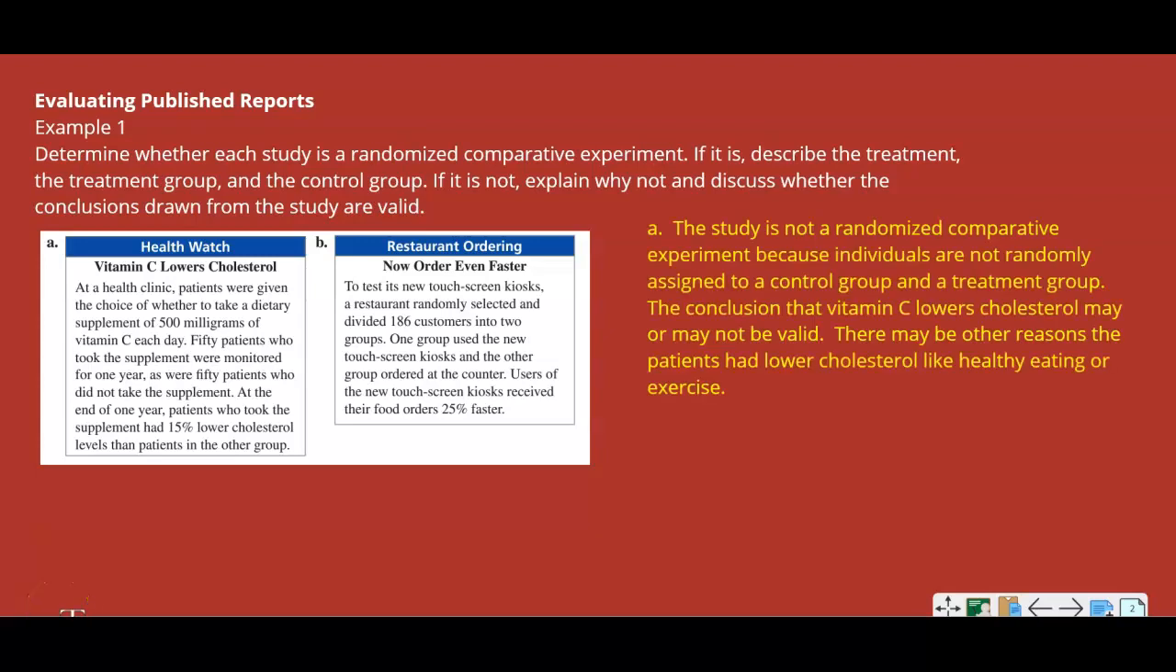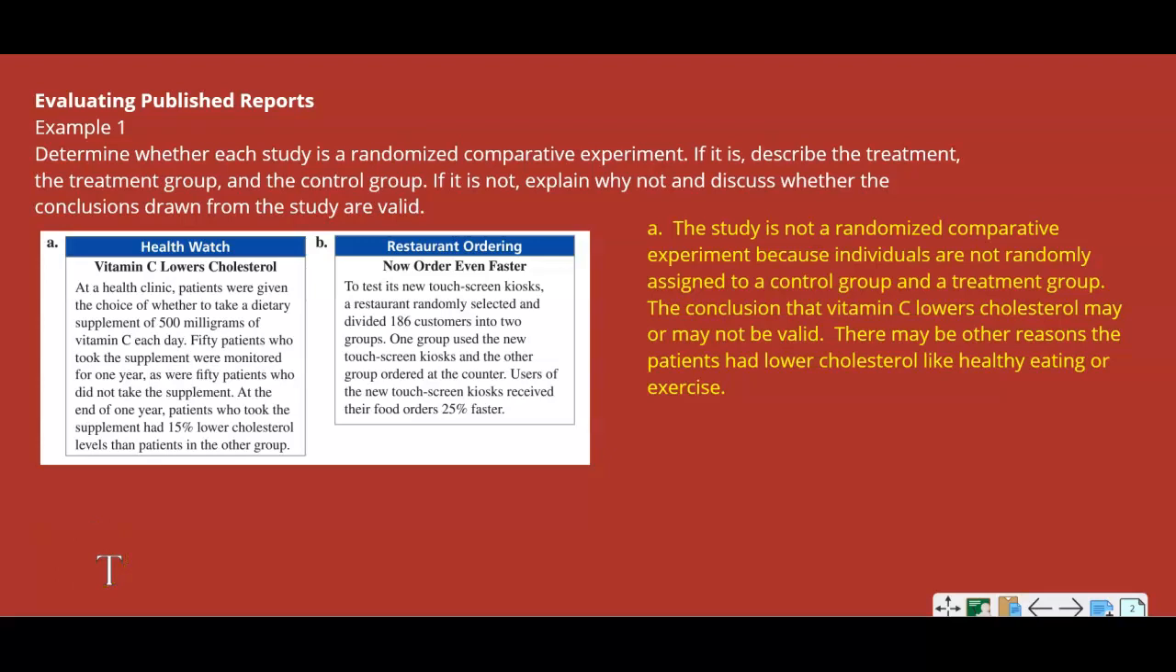All right, so remember we're trying to determine whether each study is a randomized comparative experiment. If it is, describe the treatment group and the control group. If it's not, explain why and discuss whether the conclusions drawn from the study are valid. So let's look at B part, restaurant ordering. Now order even faster. To test its new touchscreen kiosk, the restaurant randomly selected and divided 186 customers into two groups. One group used the new touchscreen kiosk and the other group ordered at the counter. Users of the new touchscreen kiosk receive their food orders 25% faster.